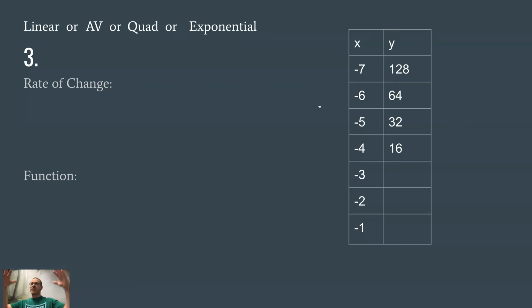We're going to scan our table, right? Going to look up and down. Do I see a turning point? I don't see a turning point. So nothing we can throw out right now. So let's look at our change of x and our change of y's.